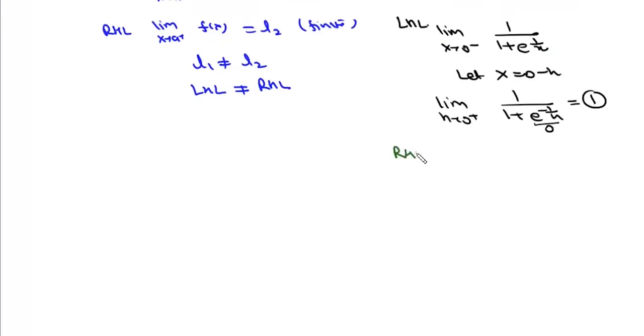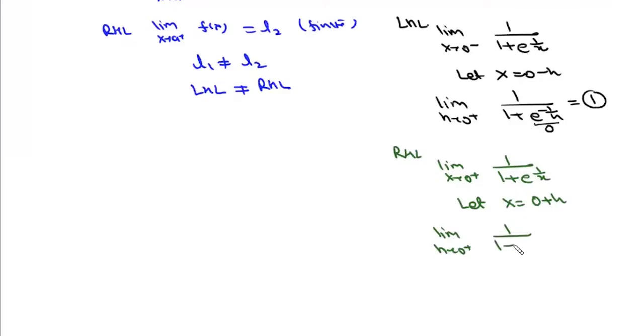And for right hand limit, we write limit x tends to 0 positive of 1 upon 1 plus e to the power 1 by x. We let x as 0 plus h, so it will be limit h tends to 0 positive of 1 upon 1 plus e to the power 1 upon h. Now this is e to the power infinite, and e to the power infinite is infinite, so it will be 1 upon infinite, and 1 upon infinite is 0. So in this case, left hand limit exists finitely and it is equal to 1.